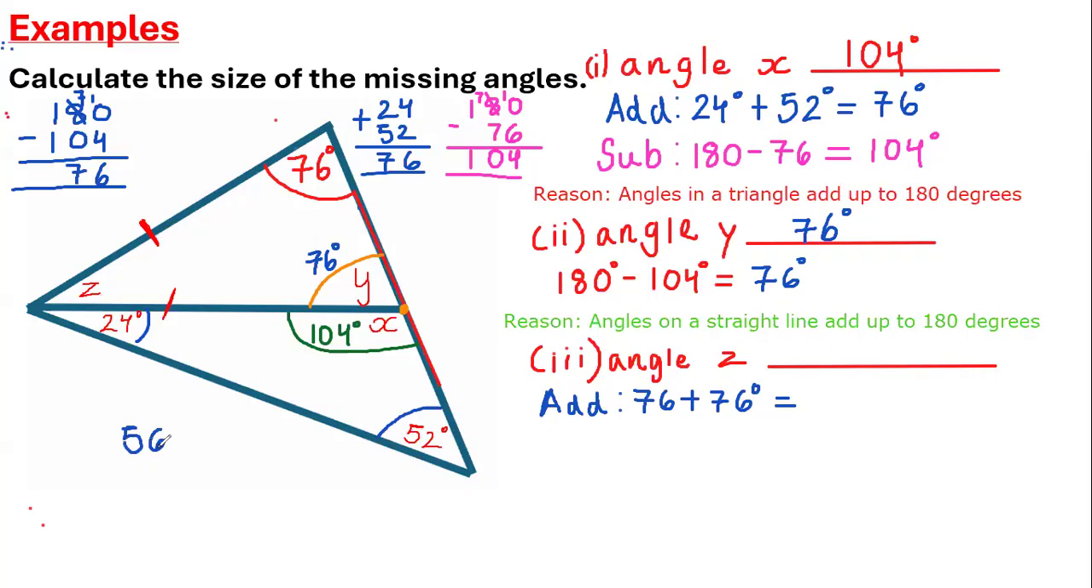76 plus 76. You add them together. What is 6 plus 6? 12. Carry the 1, put the 2 down, put the 1 up over the 7. 7 plus 7 is what? 14, and 1 is 15. It's going to be 100 and what? 52. 152. Very good.